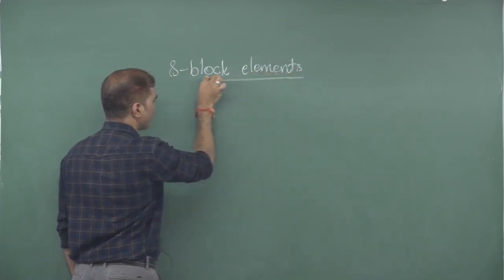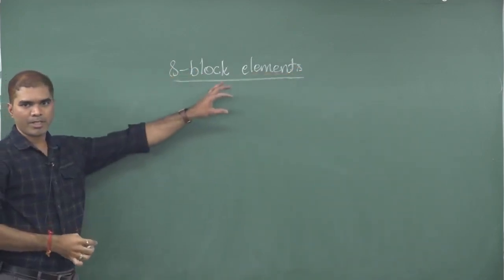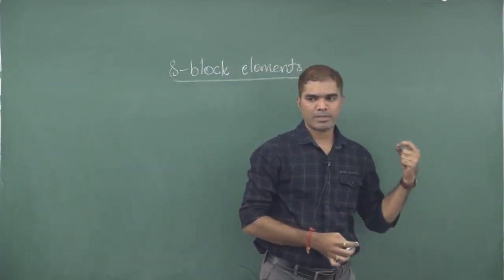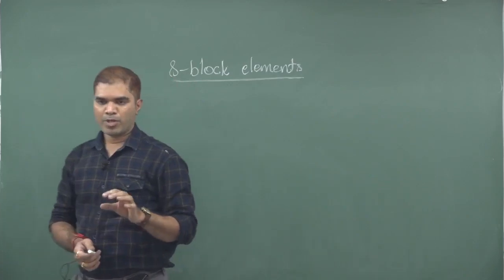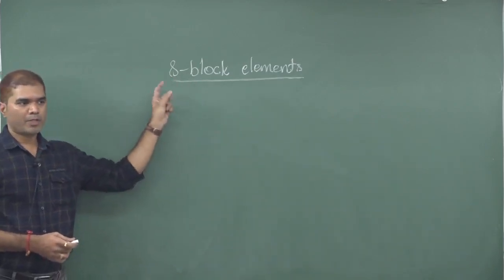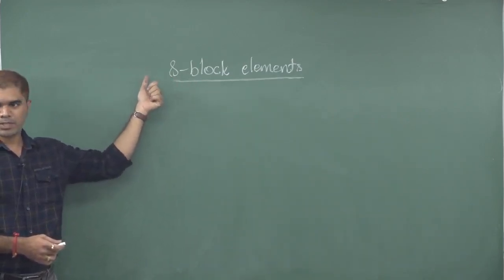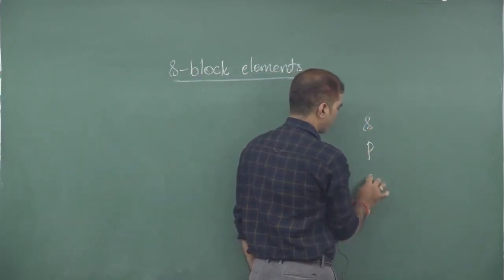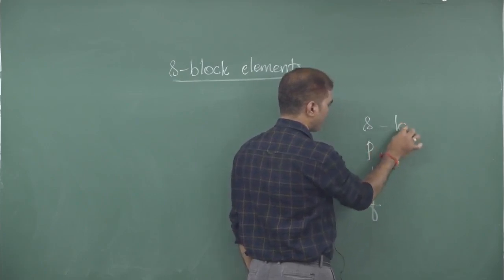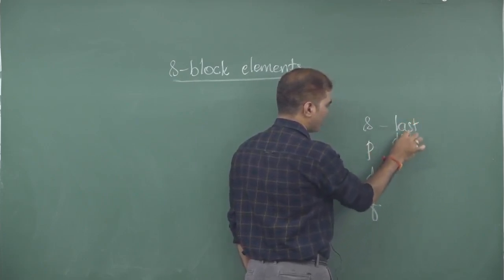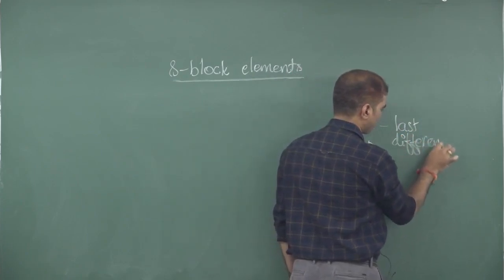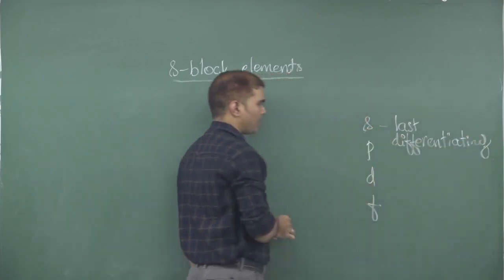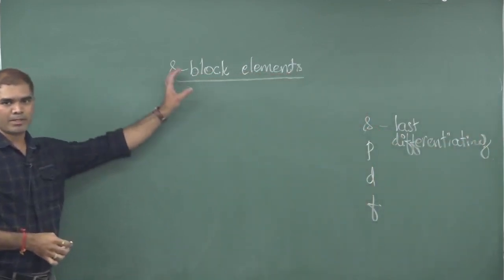What are S block elements? All these basics I have explained to you in the periodic table in the beginning introductory classes, but we will have a small revision of all these points. S block elements are those elements where the differentiating or last electron enters into the S orbital. Supposing I take s, p, d, f orbitals, the last electron, which we call the differentiating electron, will enter into the S orbital, and therefore we call them S block elements.